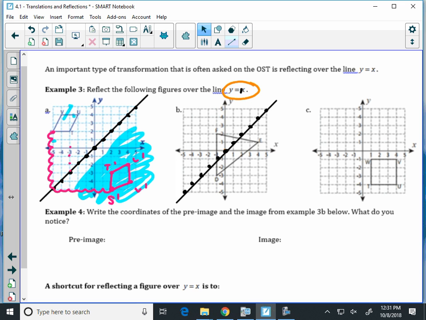So I'm going to start with E. Again, I move up or down first. So to get to the line, I'm going to move up 1, 2, 3. Well, again, visually think. I'm flipping it over this line. So I went up 3. Which direction do you think I need to go? Left 3.